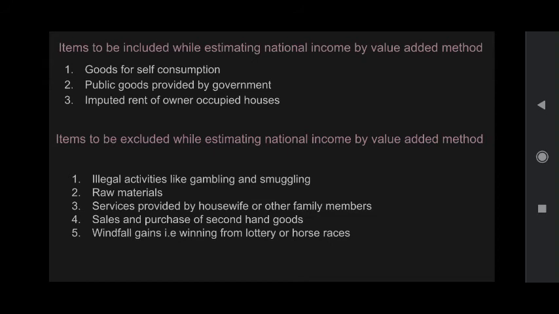And the sales and purchase of any second hand goods. Why? Because at the time of their production, when they were produced for the first time, their value has already been added in that particular year's national income, so they will not be included in any other year's national income while calculating it. So any value of second hand goods is not included. And finally, any windfall gains, that is any income which has been generated from lottery or horse races, again these are not considered to be adding to the current flow of goods and services, so therefore they will not be included in the national income.